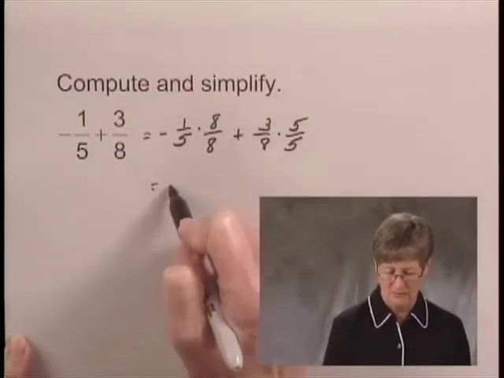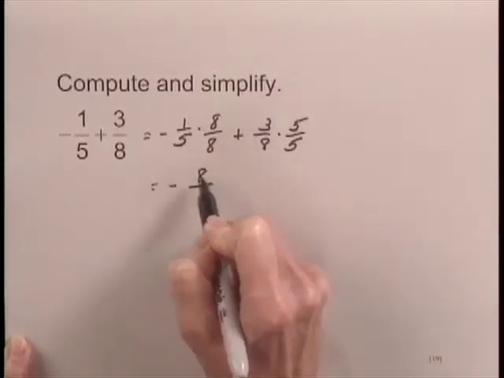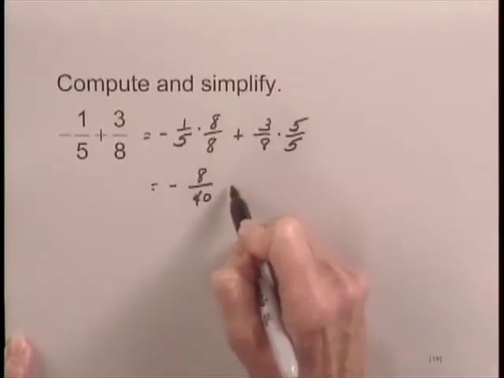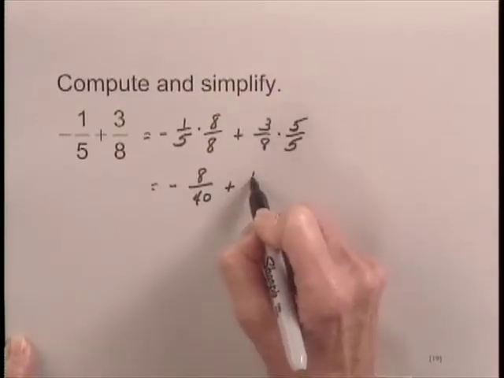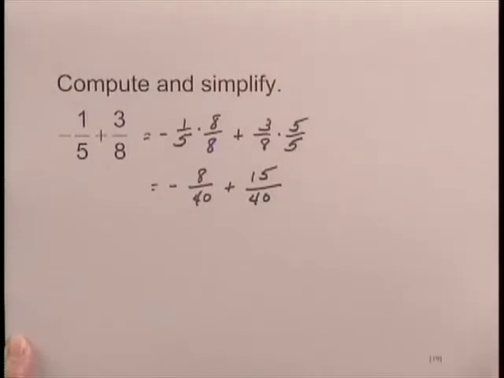Now let's go ahead and do these two multiplications. -1 times 8 is -8. 5 times 8 is 40, which is the denominator we wanted. 3 times 5 is 15. And again, we have 40 for a denominator here.